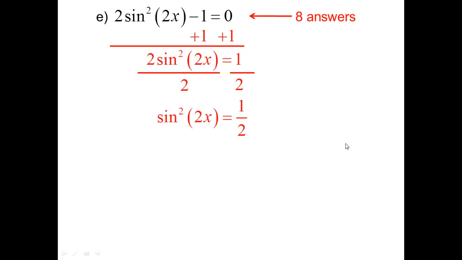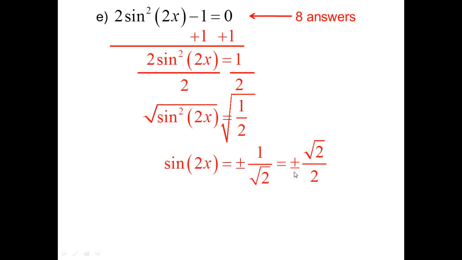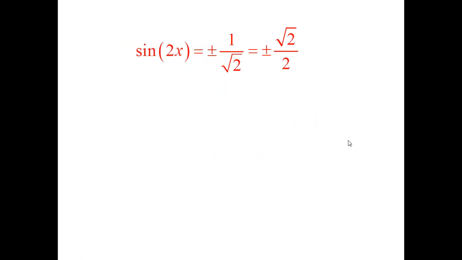We'll go ahead and get rid of the square next by square rooting. We get positive negative 1 over root 2, which we know is equivalent to positive negative root 2 over 2. Positive negative tells me that I'm going to have all 4 quadrants where the sine ratio is root 2 over 2. So that would be pi over 4, 3 pi over 4, 5 pi over 4, 7 pi over 4. But remember, it's a double angle, which means I need to keep going until I have twice as many answers as I normally would have had.